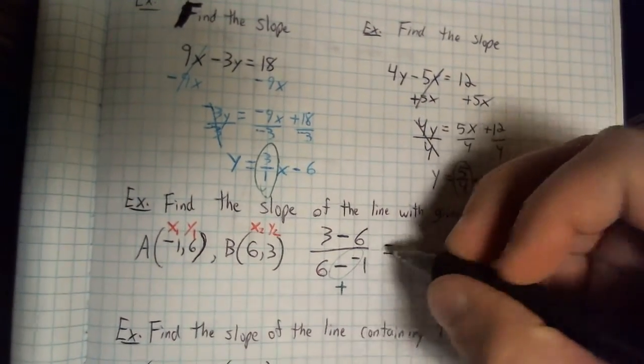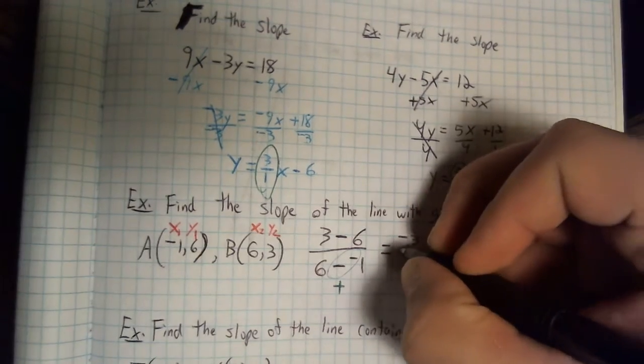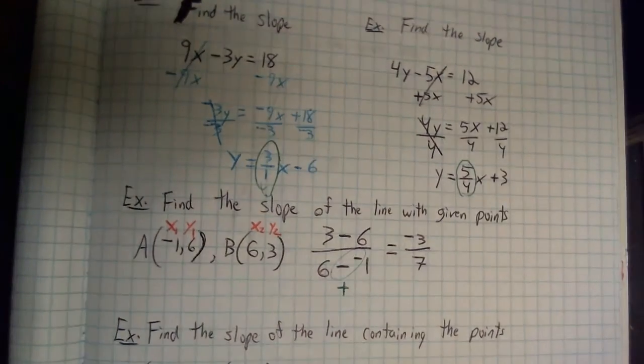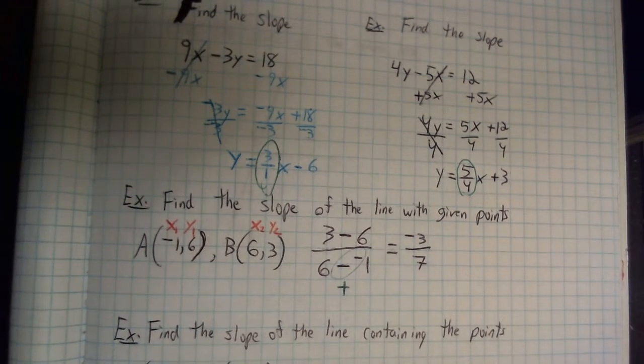All right. 3 minus 6 is going to give me negative 3. And 6 plus 1 is going to give me 7. So the slope for this line is negative 3 over 7.